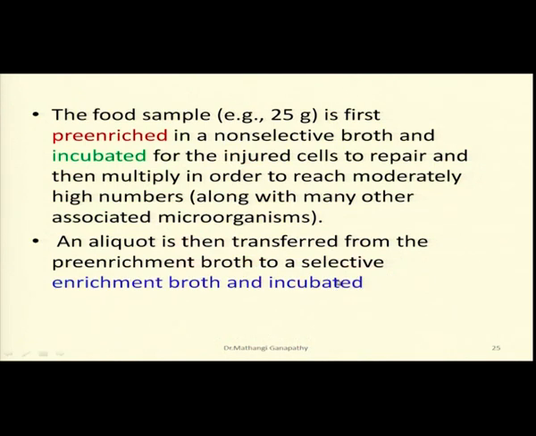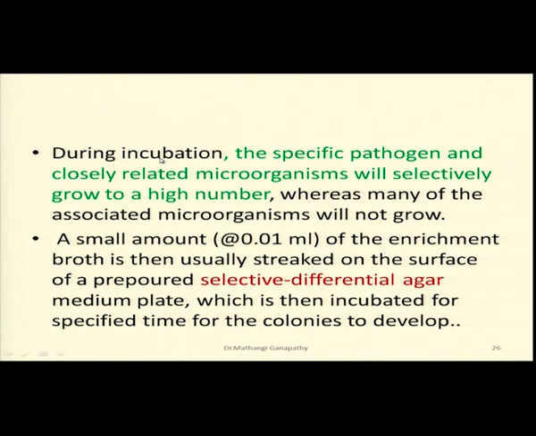Now this higher number, when you transfer to the selective enrichment broth and incubate, automatically the other microbes will be inhibited. It is only your pathogen which is going to be multiplying at a faster rate. During incubation, the specific pathogen and closely related microorganisms will selectively grow to high numbers. Many of the associated microorganisms will not grow.